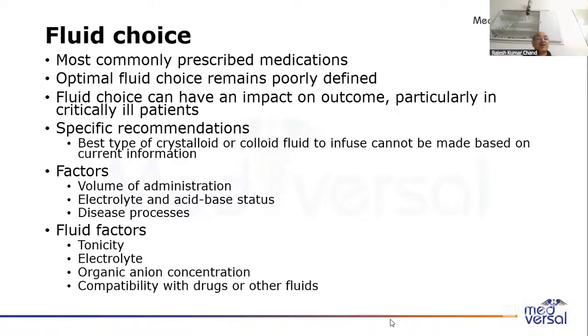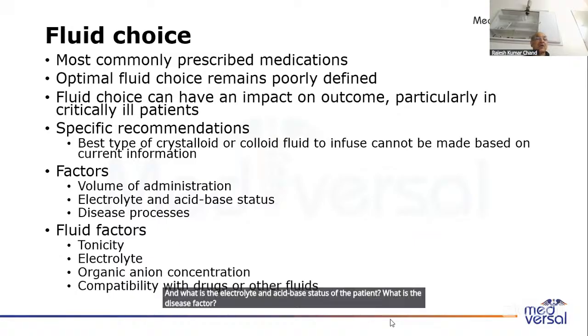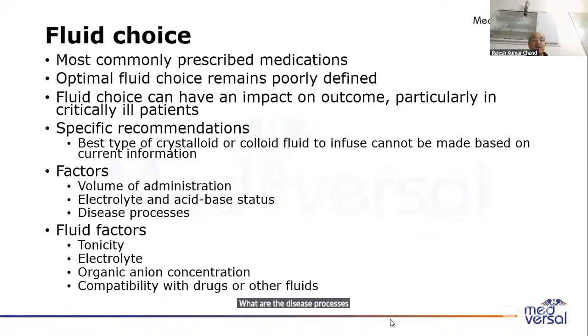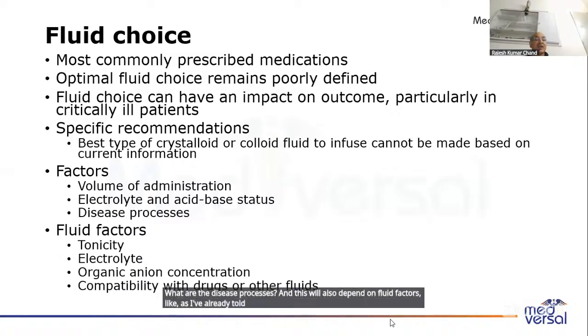The factors which will help us determine which fluid to use are what volume of distribution we want, what the electrolyte and acid base status of the patient is, and what the disease factors and disease processes are. This will also depend on fluid factors like, as I've already told, tonicity, electrolyte and organic ion concentration, and compatibility with the drug and other fluids.